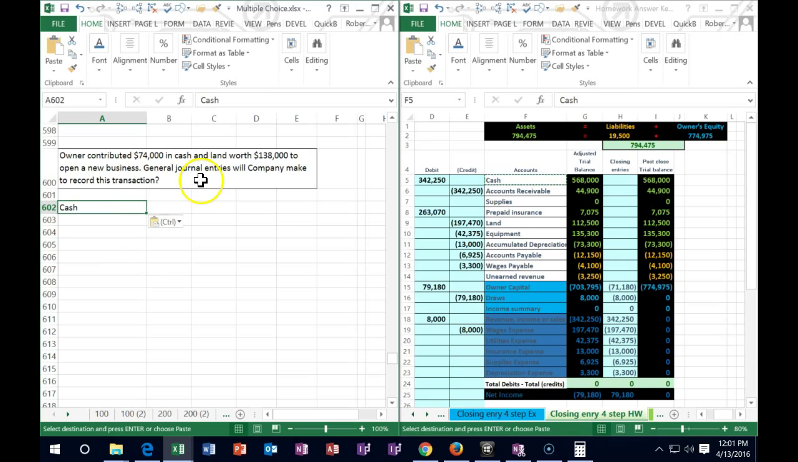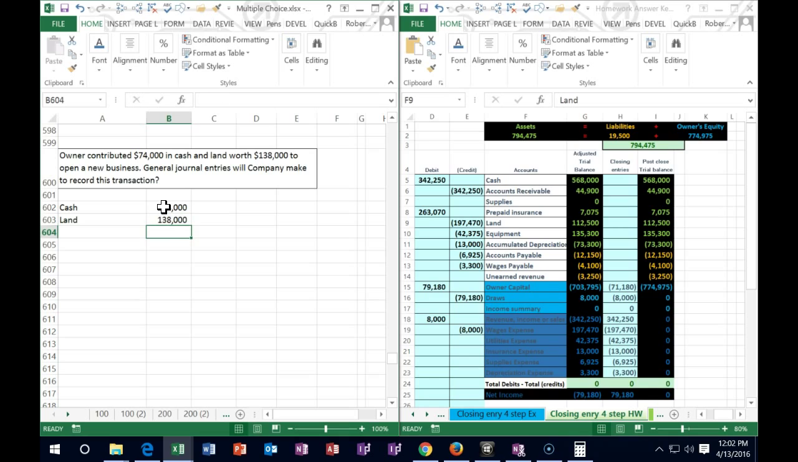Let's think about the second thing. We also put in land. So land, also an asset. It's an asset up here, has a debit balance. We put more into the company, therefore it needs to go up. We're going to make it go up by doing the same thing to it, which is another debit. So we're going to debit land as well. And that's going to be for the 74 and then the land 138.